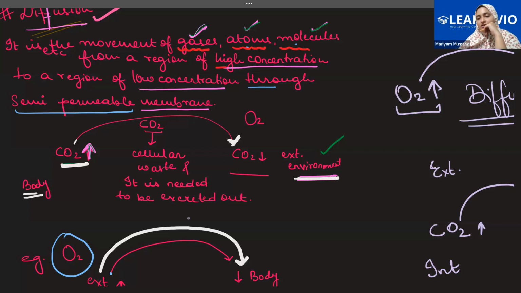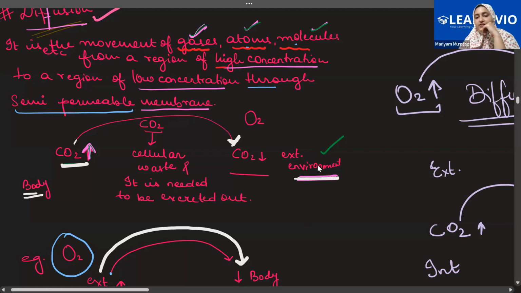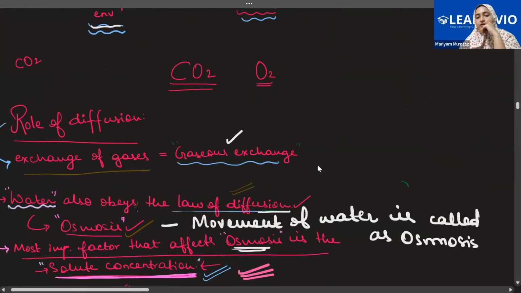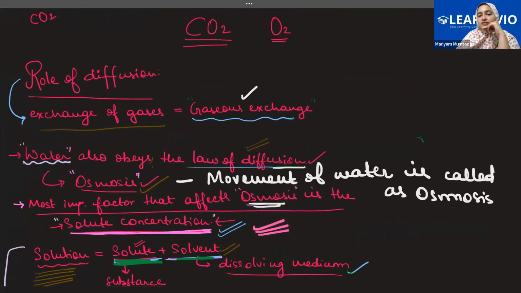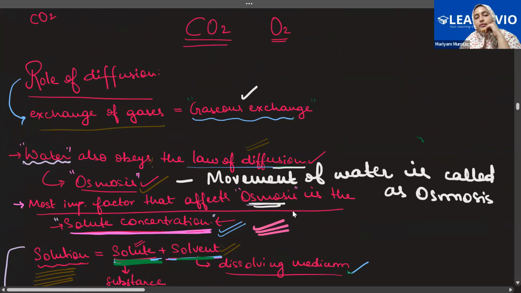So, again, a concentration gradient is set up, because of which the CO2 from our body diffuses into the external environment. So, the best role of diffusion is in the exchange of gases, or gaseous exchange. Now, the most bizarre thing to know is that water also follows the law of diffusion, meaning the movement from high concentration area to low is also followed by the water.